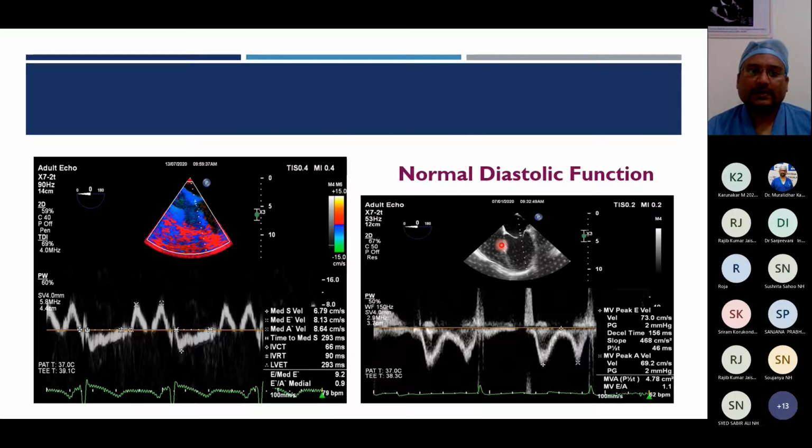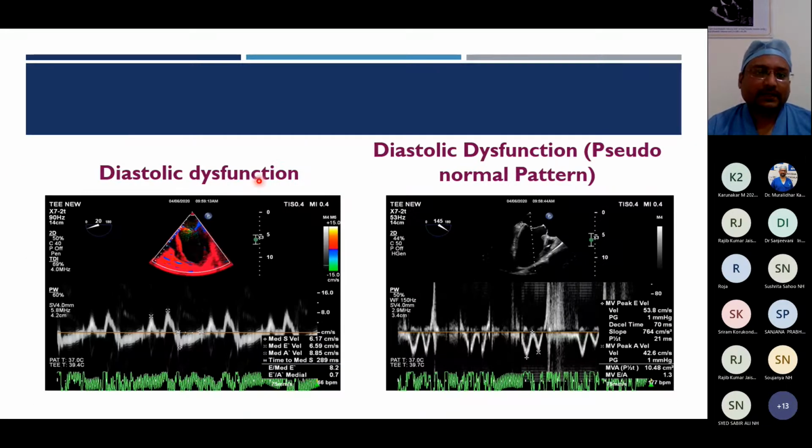So this is a normal diastolic function. Now this is a case of diastolic dysfunction where the heart is dilated. You can see it is obvious that there is a restriction for the filling, and this is a septal TDI where the medial E prime velocity is 6.59, which is less than 8 centimeters per second.